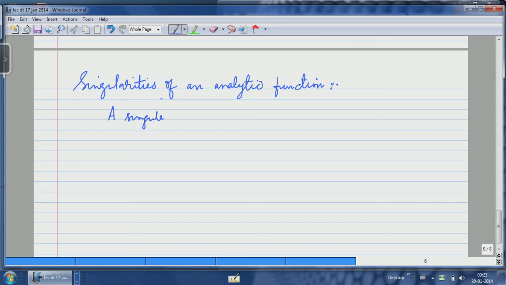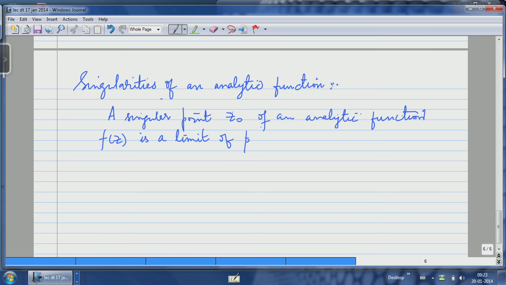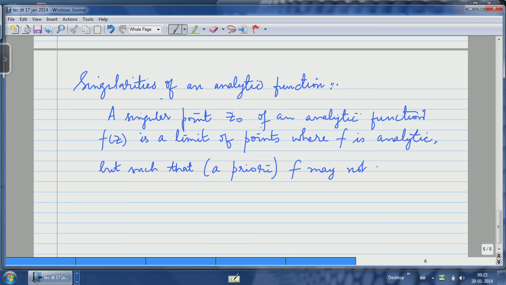So let me write that down. A singular point z naught of an analytic function f of z is a limit of points where f is analytic, but such that a priori f may not be defined at z naught.